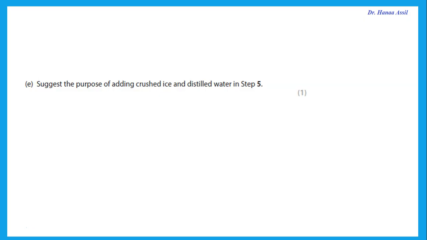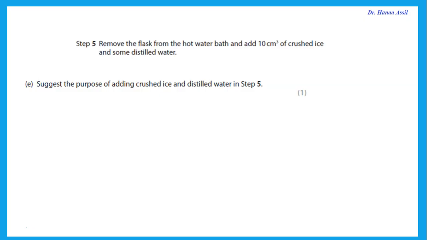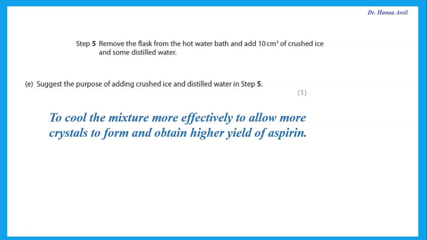So just the purpose of adding crushed ice and distilled water in step 5. Step 5 says remove the flask from the hot water bath, add 10 centimeter cubed of crushed ice and some distilled water. Of course, this is to cool the mixture so that I can have crystals forming, and I want as much of the crystals to form, so we're cooling it even more with crushed ice. This means we get higher yield of aspirin.